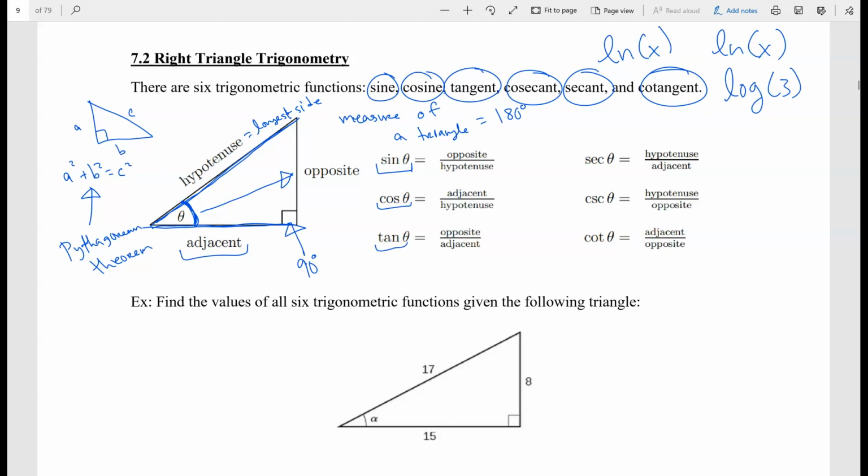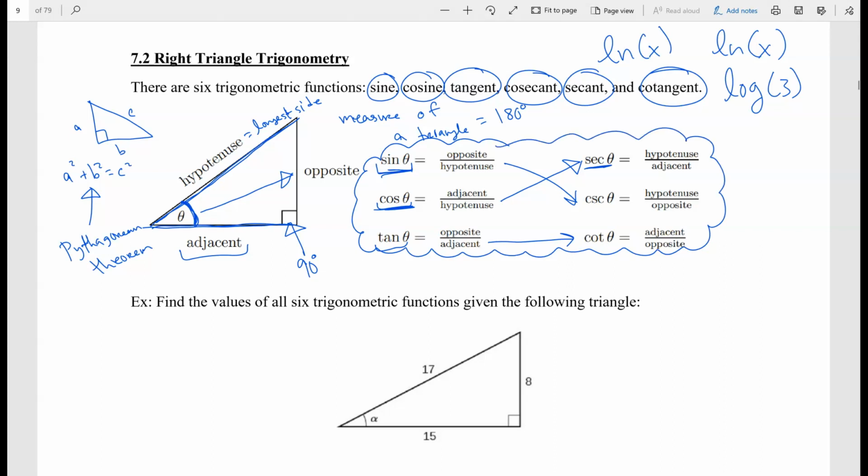Then we have the secant, cosecant, and cotangent. These are basically the reciprocals of them. The reciprocal of cosine, cosine theta, actually corresponds with secant. I know, super weird. If I flip the hypotenuse and the adjacent, you get hypotenuse over adjacent. That's the secant. The reciprocal of sine is cosecant, which is hypotenuse over opposite, so that's just flipped. And the reciprocal of tangent is cotangent. You have to make sure that you really understand these because we're going to be using them the entire semester.